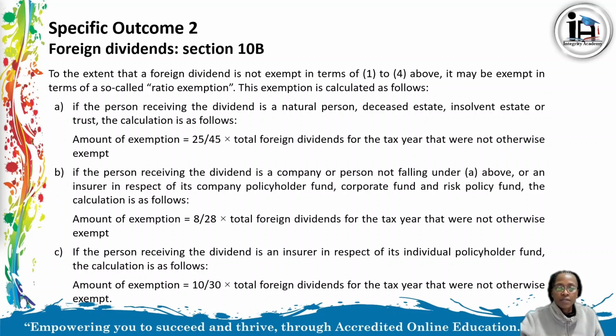C. If the person receiving the dividend is an insurer in respect of its individual policy fund, the calculation is as follows. The amount of exemption is 10 divided by 30 times total foreign dividends for the tax year that were not otherwise exempt.